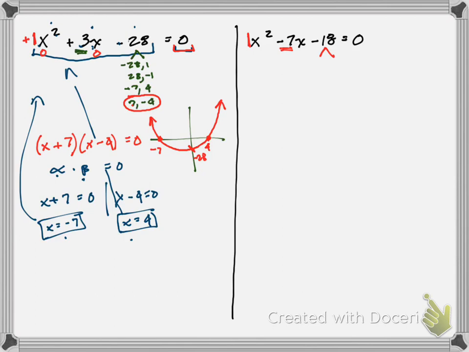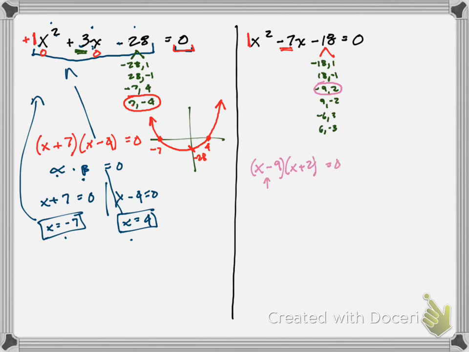And so if I'm listing these pairs, I might say negative 18 and 1, positive 18 and negative 1, negative 9 and 2, positive 9 and negative 2, negative 6 and 3, positive 6 and negative 3. Now, do any of those pairs give me a sum of negative 7? Yes, negative 9 and positive 2. And so if I factor this, I get the quantity x minus 9 times the quantity x plus 2 equals 0.